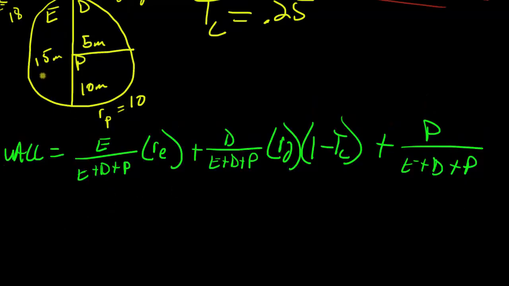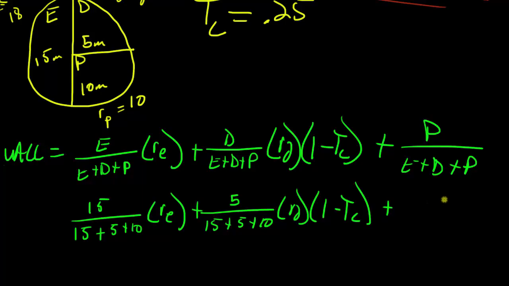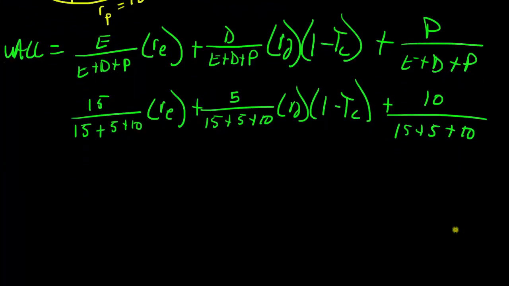So what's my equity? It's 15 million. So this is 15 over 15 plus 5 plus 10 times my rate of equity, plus my debt is going to be 5 over 15 plus 5 plus 10 times my rate of debt times 1 minus my corporate tax rate, plus 10 over 15 plus 5 plus 10. And then this gives us a great opportunity to do some space saving. So this is going to be 15 over 30.